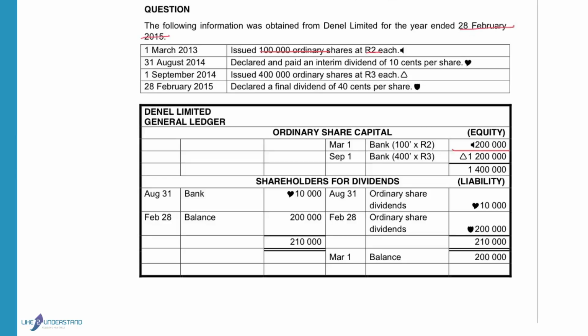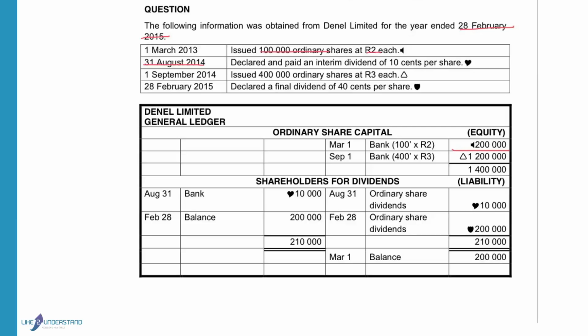So any entries between the 1st of March 2014 and the end of the financial year 28 February 2015 is for the current year. So if I look at this date, 31 August 2014, it is in our current financial year. This means that we will declare a dividend on all the shares that was already sold.